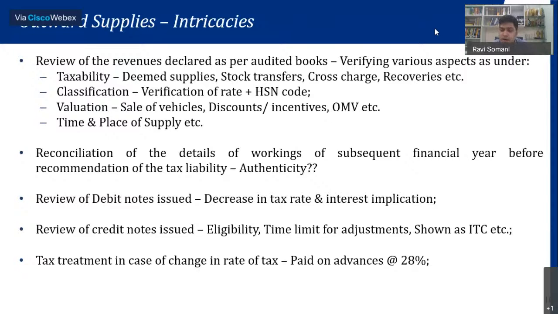On the advances, when the advance was received, the rate of tax was 28%. And let me tell you, these are the live problems which we have actually seen in our clients. So when the advance was received, the tax rate was 28%, and the associate has paid the entire tax of 28% to the government, because that was the tax rate when the advance was received. But when ultimately the supply was taking place and the invoice was generated, the tax rate got reduced to 18%.